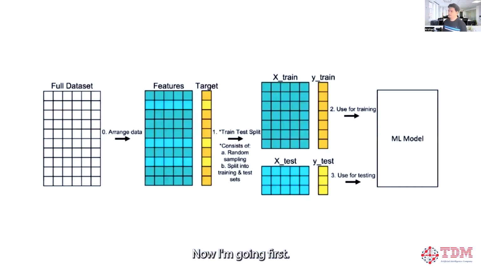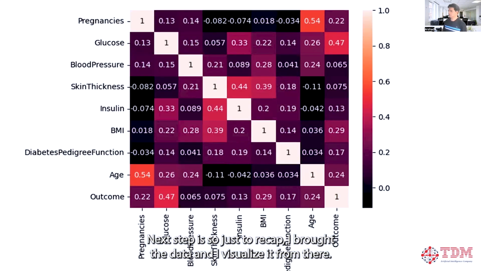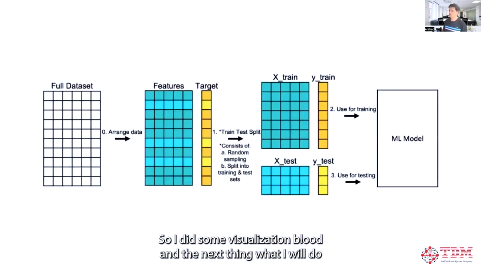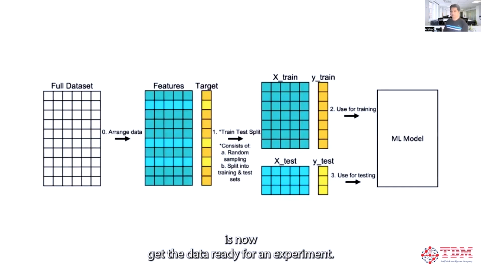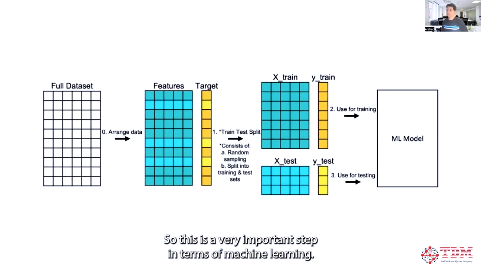Now, just to recap, I brought the data in and visualized it. From there, what I wanted to do was understand the dependency of the features in the data, so I did some visualization plots. And the next thing I will do is get the data ready for an experiment. This is a very important step in terms of machine learning.